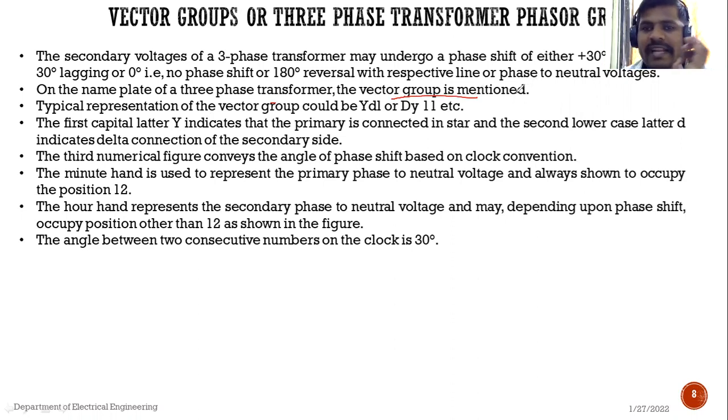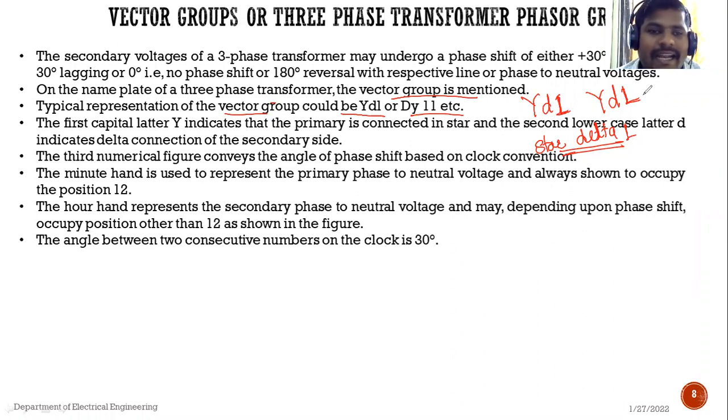So according to this, we can analyze the transformer, how it can be connected, and at what phase angle the primary and secondary are connected. Primary आणि secondary मध्ये किती phase angle आहे हे आपण अंडरस्टँड करून घेऊ शकतो. See, the typical representation of a vector group could be YD1 and DY11. YD1 is nothing but star delta 1. तुम्हाला क्वेश्चन मध्ये पण असंच विचारलं जातं. So it cannot be represented like this, it is represented like this, that is star delta and 1.